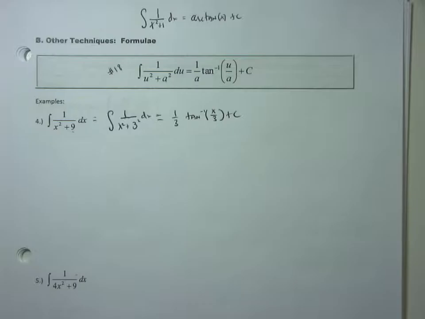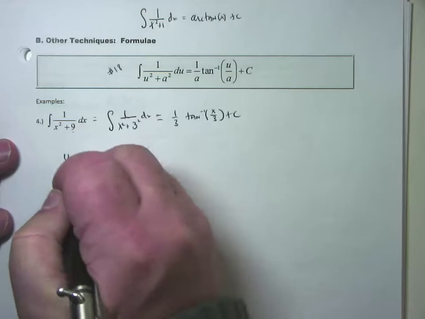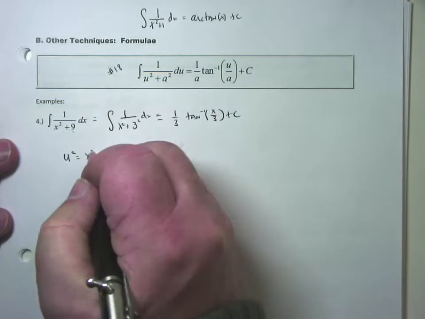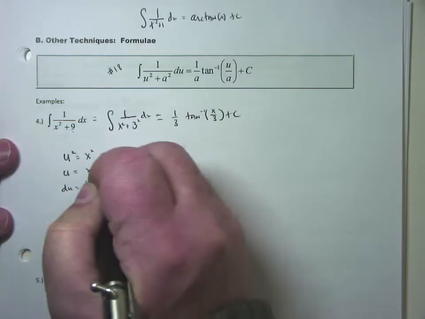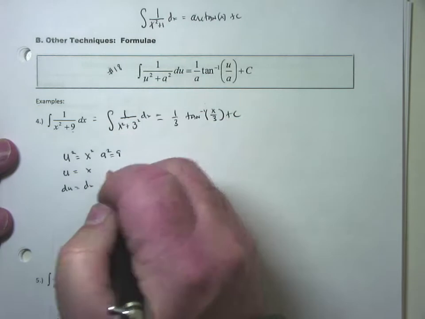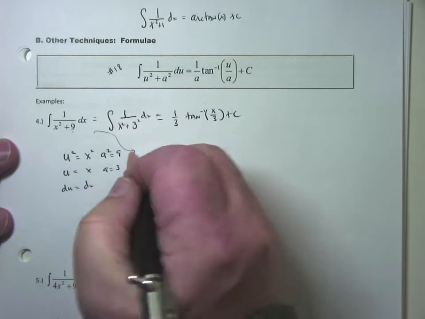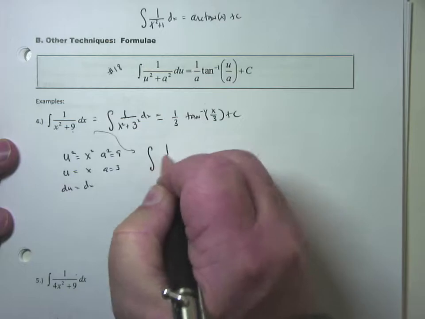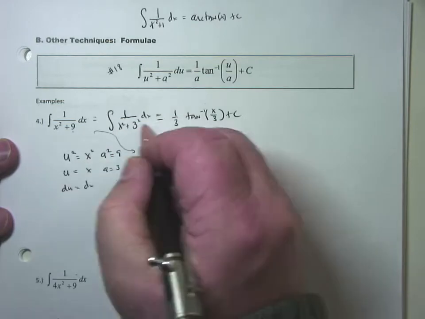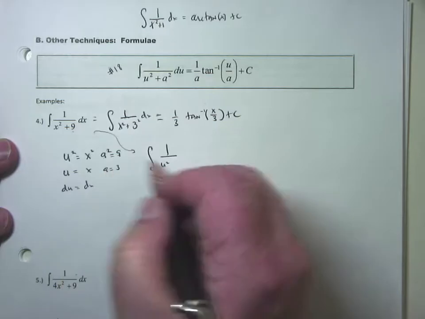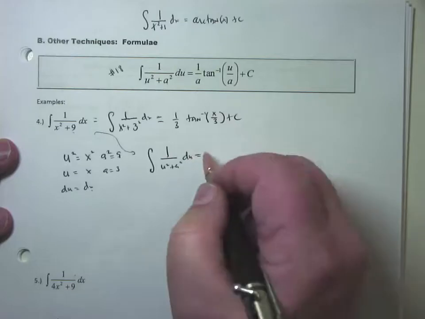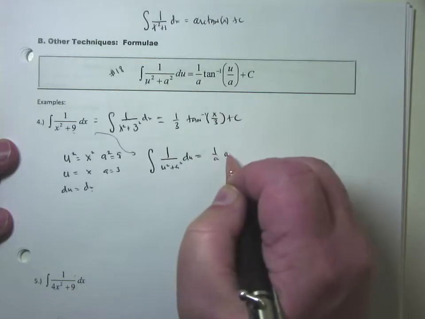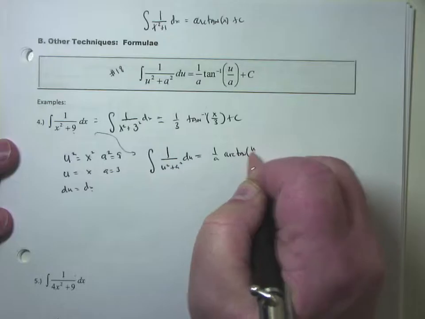To show your work, because trust me, I'm going to make this stuff nastier later, I would start with the u squared. U squared is x squared. That makes u equal to x, and that makes du equal to dx. Also, the a squared is 9 from the formula, making a equal 3. So when you substitute, this will turn into 1 over x squared is u squared, then the 9 is a squared, and the dx becomes du, keeping up with that constant. And then this is the formula, 1 over a arctangent of u over a plus c.